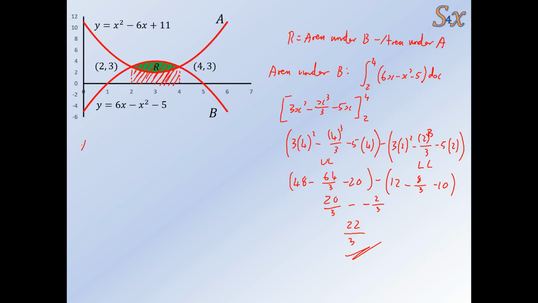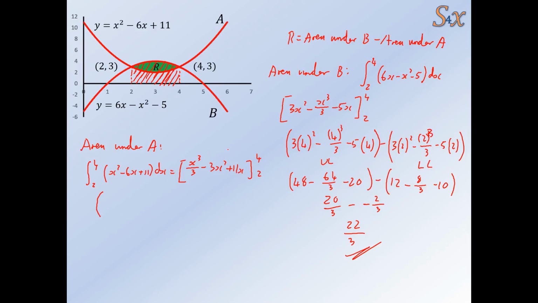Now I need the area underneath A, so I'm going to come over here and do the area under A. To do that one, I've got the same limits because we're going between 2 and 4 again. Yeah, still the same x limits. But this time I'm going to integrate the area for A, so that's x squared minus 6x plus 11 dx. Okay, so if I integrate it, x squared becomes x cubed over 3, 6x becomes minus 3x squared, and then plus 11x, and the limits of 4 and 2 are still there.